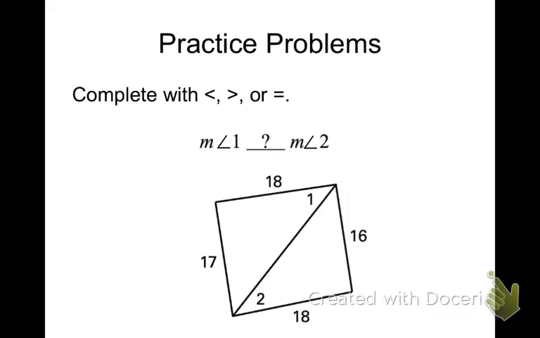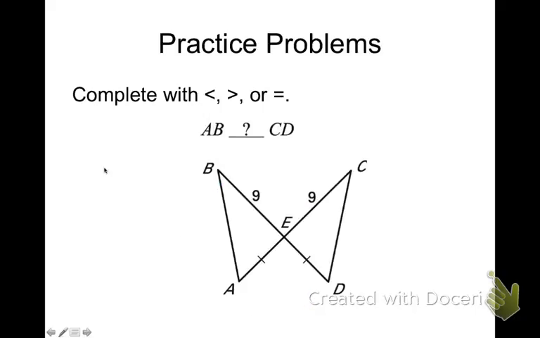1 or 2, which is larger? Now don't get thrown off by the 18s. That's just meaning that we have our other set of congruent parts. So go opposite of the 17, go opposite of the 16. 17 is larger than 16, so 1 would be greater than 2, right? Yeah, hopefully. All right, how about this one?